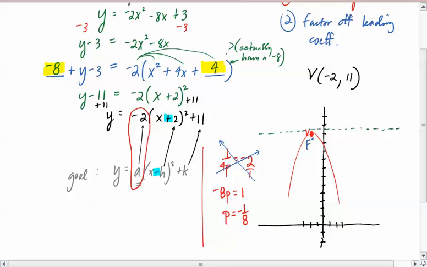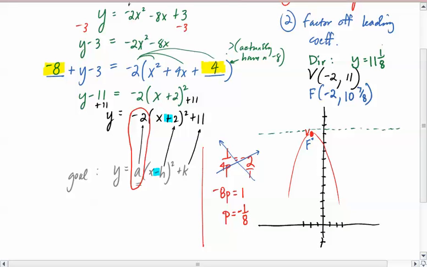So let's go ahead now and name our focus. Okay, let's name our focus. The focus has to be -2, and you notice we didn't go up to 11. We went 1/8 shy of 11. Well, what is that? 10 and 7/8. I went 1/8 shy of 11. There's my focus. Now my directrix, I went 1/8 over. Okay, now this is just the equation of a line, right? My directrix, it's y equals 11 and 1/8.